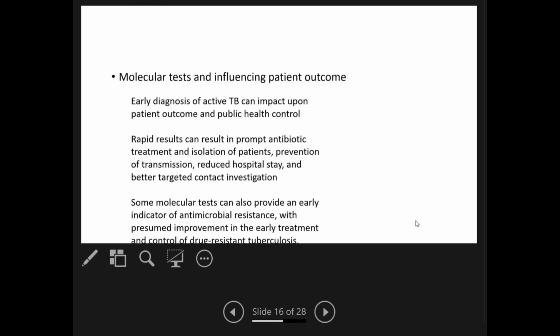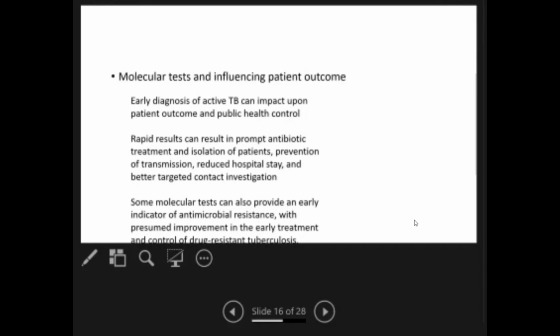The molecular test and influencing the patient outcome. And I think that is the most important point here as clinicians: how it influences the patient's outcome. So one of the most important things is definitely molecular testing, whether it is conventional PCR or PCR using the GeneXpert machine. It will give an early diagnosis, which will improve the patient's outcome as well as public health control. I mean, controlling the spread of the disease.